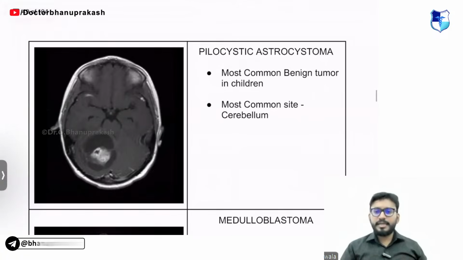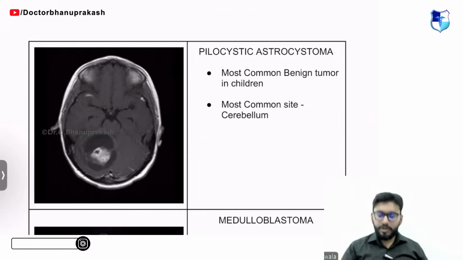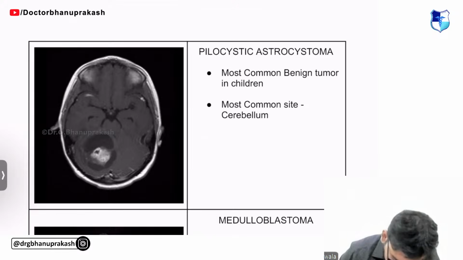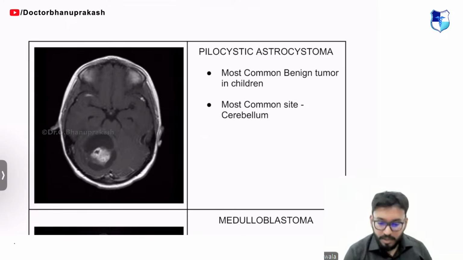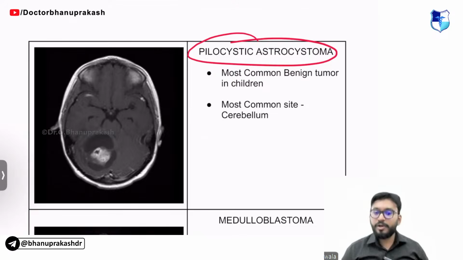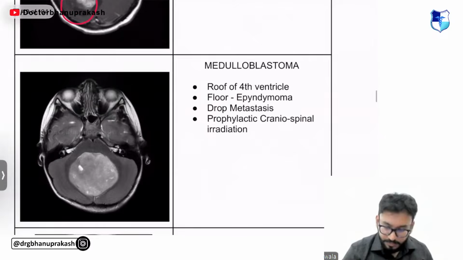Look at this, guys. This is another important thing that you need to know. A very few questions have been asked, but they have been asked. Pilocytic astrocytoma, most common benign tumor in children. Most common site is cerebellum.